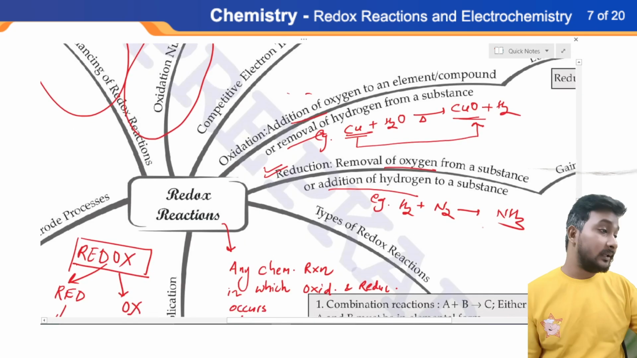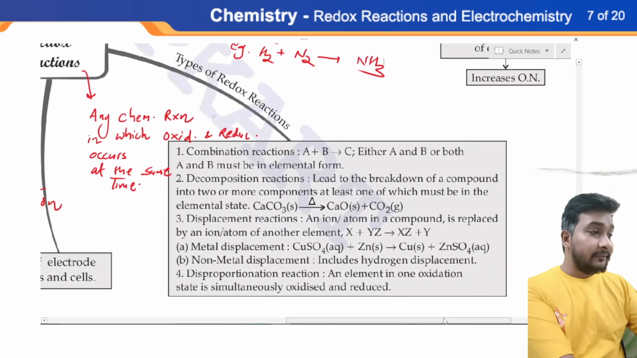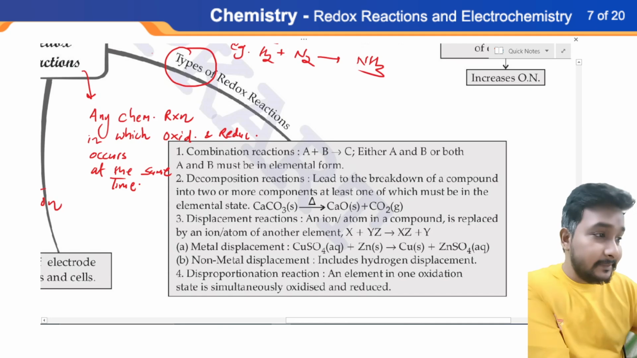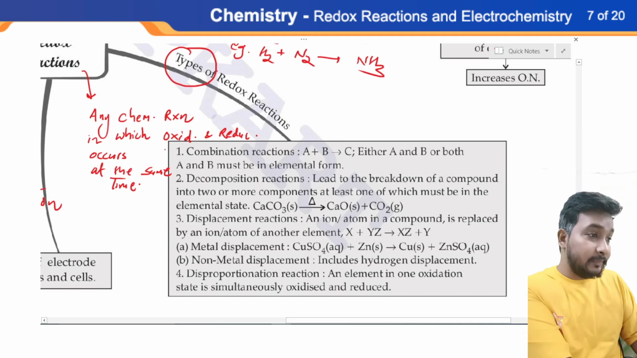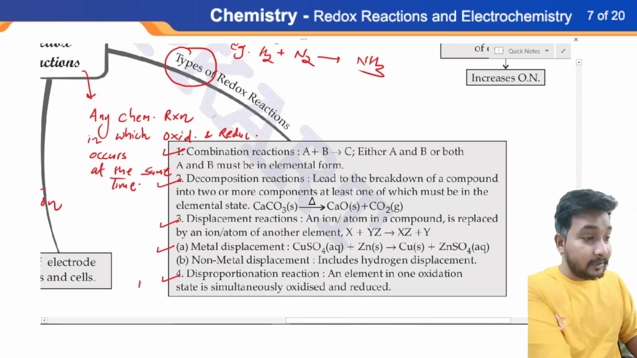Now, if we are studying redox reactions, then we have to learn some types. Redox reactions are categorized into the following types. Number one, combination reaction; two, decomposition reaction; three, displacement reaction, including metal displacement; and fourth, disproportionation reaction. This is a very important term, and we'll discuss it later in this lecture.